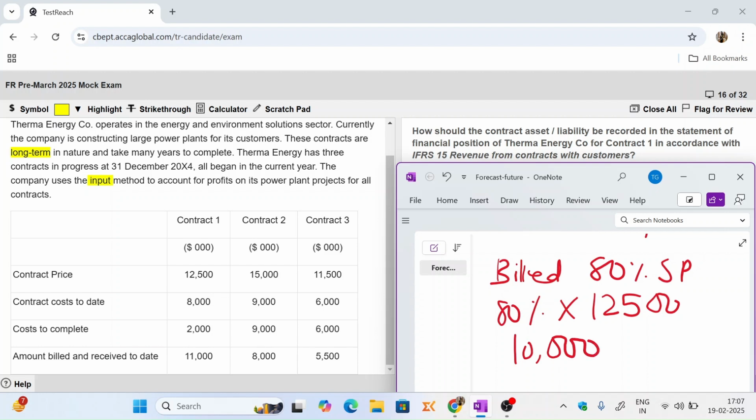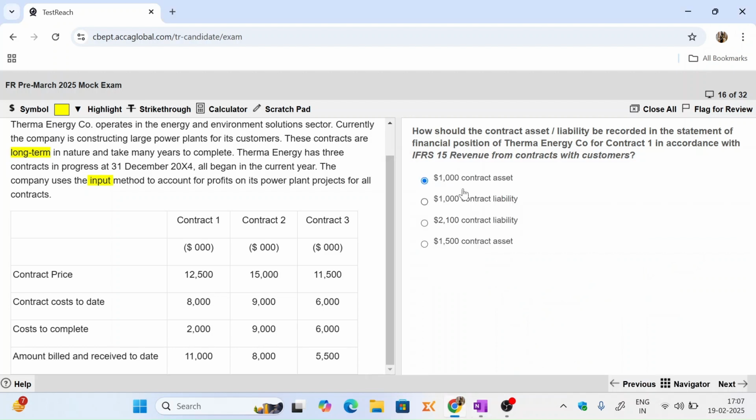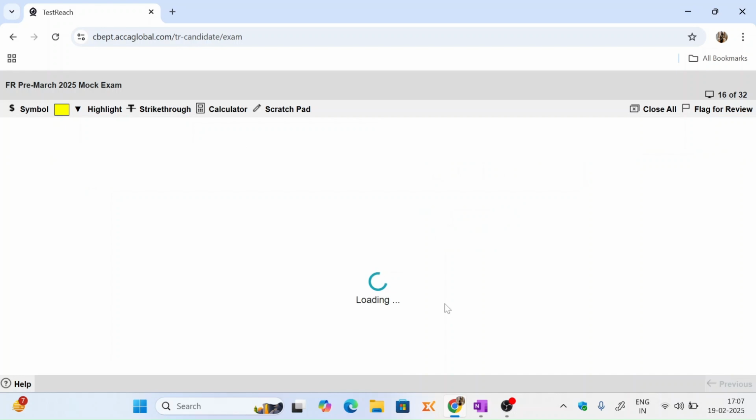And how much have you billed your customer already? It's written that you have billed your customer 11,000 already. So that means you have billed 1,000 extra. So this is going to be a liability. Whenever you've taken more money than you should have, that is something which you have not really earned but you have received, so it's a liability. So it's $1,000 of contract liability. Heading forward to the next question.